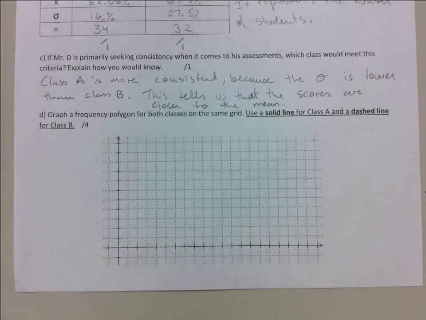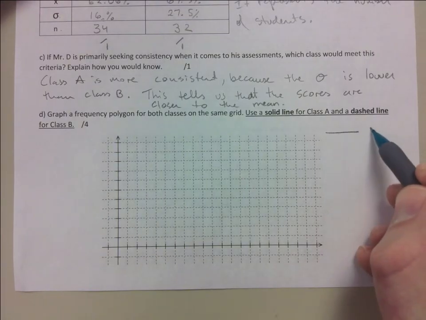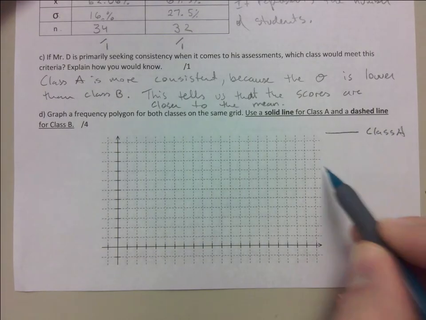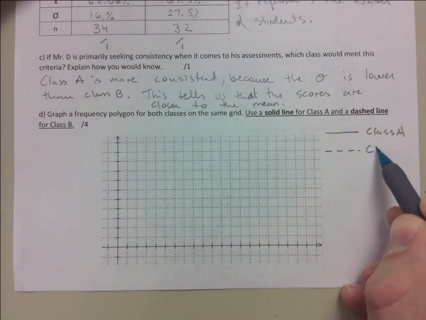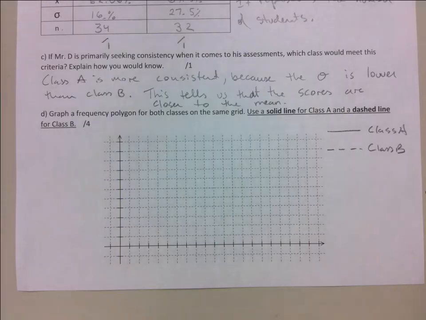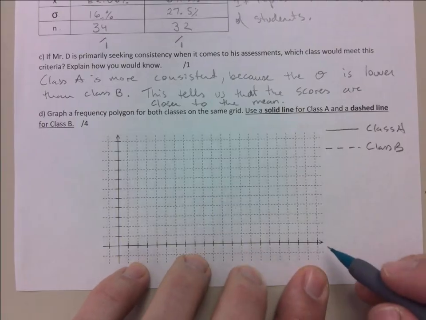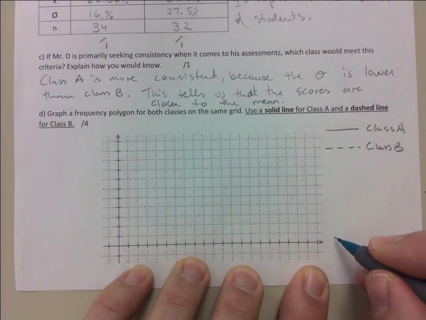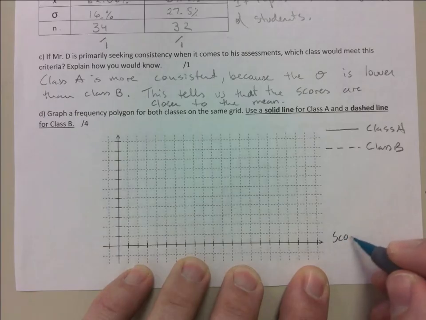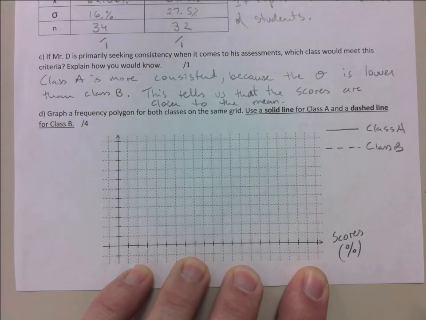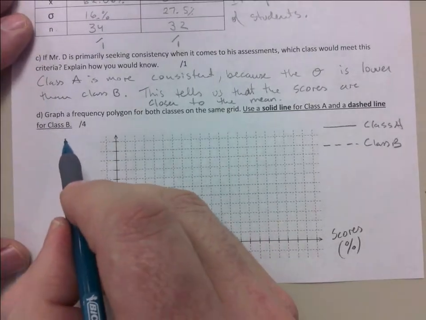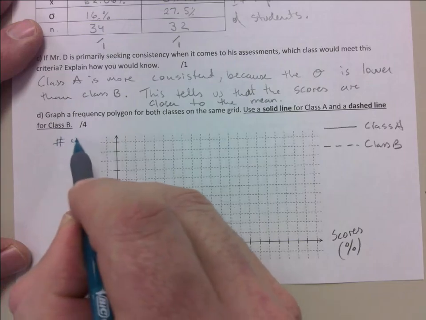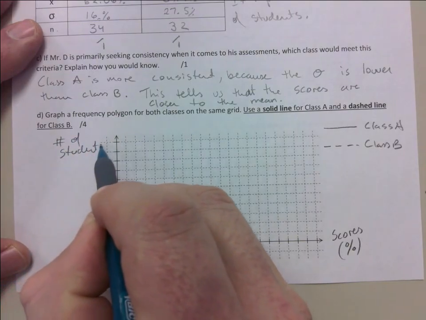Next, graph a frequency polygon for both classes using the same grid. Use a solid line for class A, so I'm going to go class A, and use a dashed line for B. Some of you use color, that's even better, probably. And along the x-axis we have scores, and in this case they represent percentages. Along the y-axis we've got number of students. Okay?